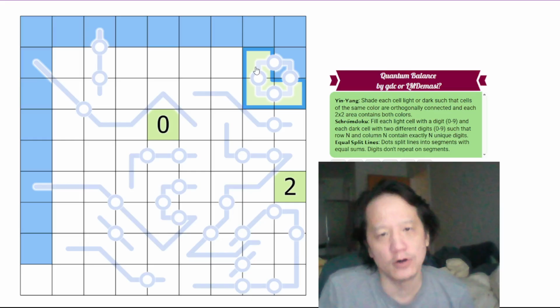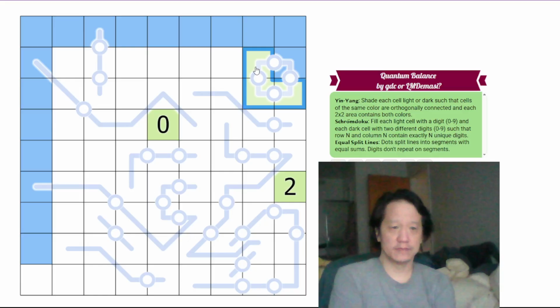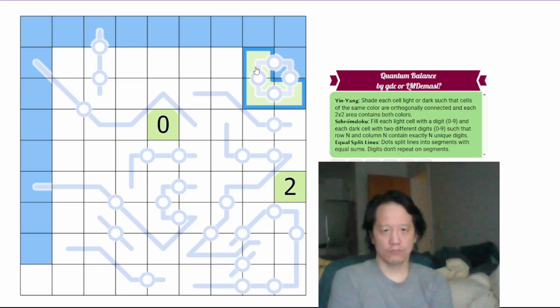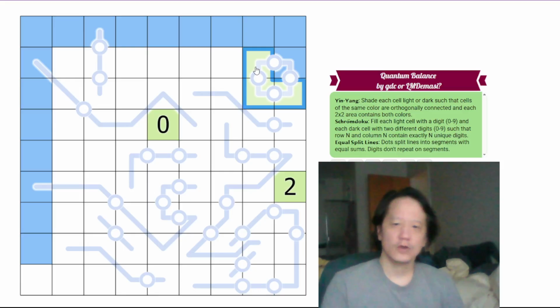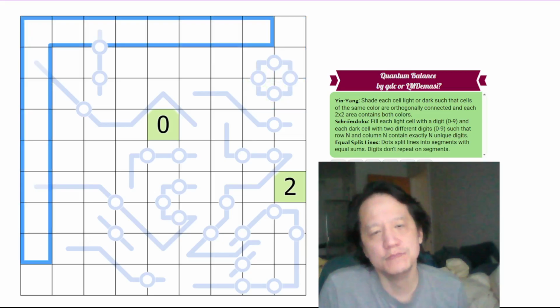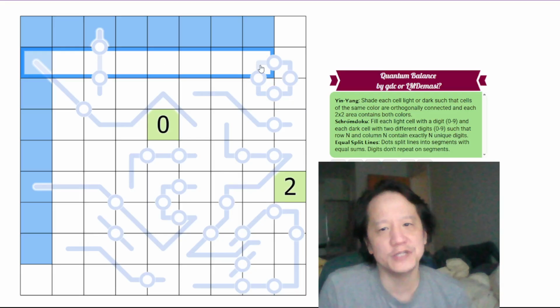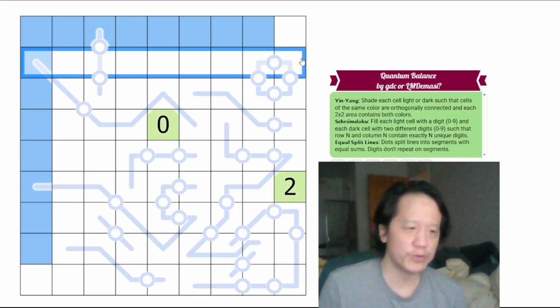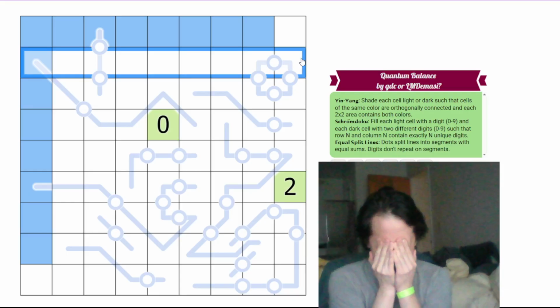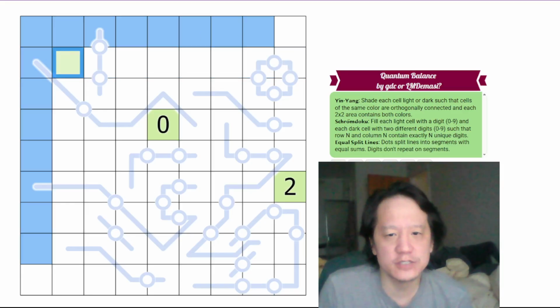But these could all be the same digit, which is allowed. Oh, that's funky too. We only have two unique digits in row 2. So we must have 8 repeated digits. So this is guaranteed to be green.